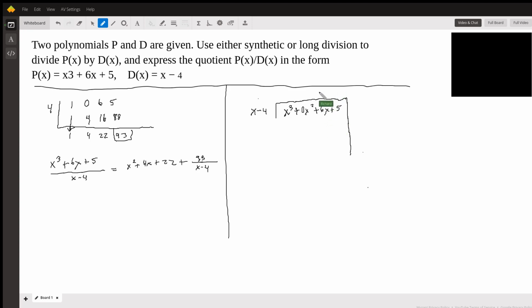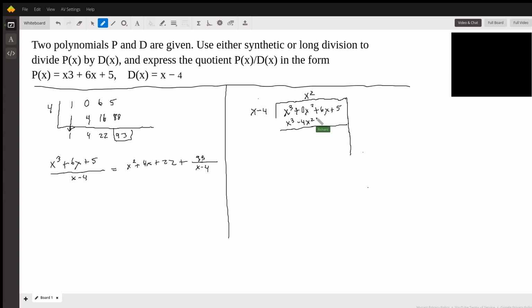Okay, so up top we're going to put an x squared here. That's because I want to put something up top, and when I distribute it, I get rid of this x cubed. So let's distribute the x squared. It's going to give me x cubed minus 4x squared.